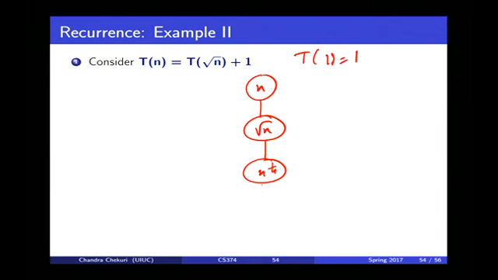At some point you reach 1. There has to be some floor here, but don't worry about that. So what is the work you do here? 1, 1, 1. So what is the total work? It's the same as the depth of this recursion, right? So really, what is the depth of the recursion here?